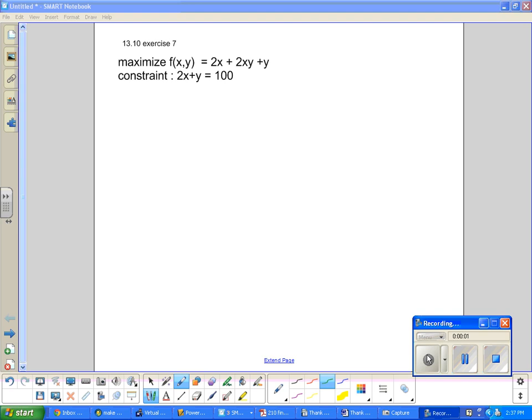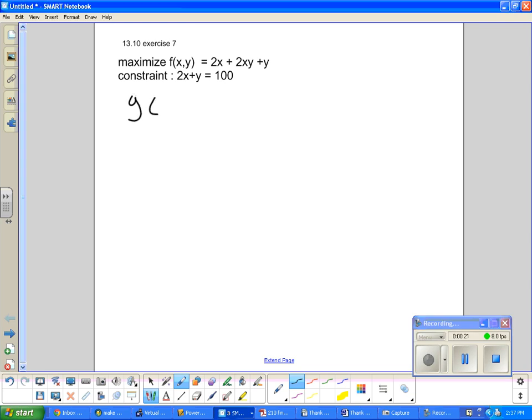All right, we're going to be doing number 7 from the exercises for 13.10 out of the book. We have to maximize 2x plus 2xy plus y, given the constraint function 2x plus y equals 100. First thing I'm going to do is rewrite the constraint function as a function g, equal to 2x plus y, equals 100.